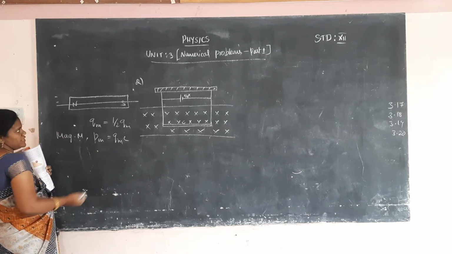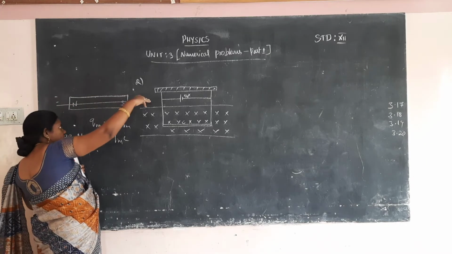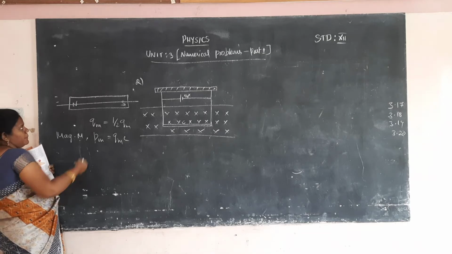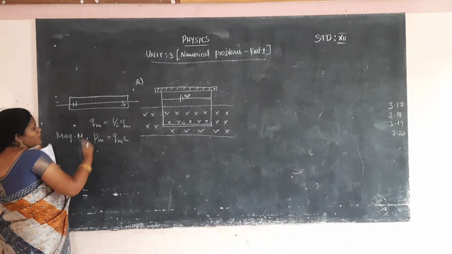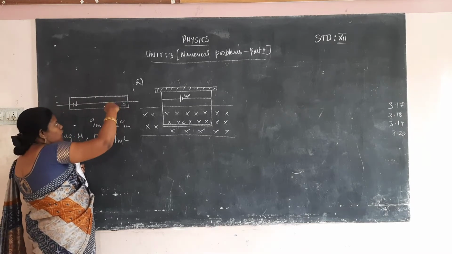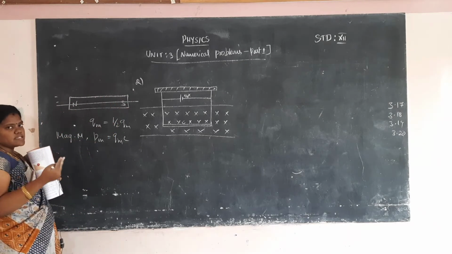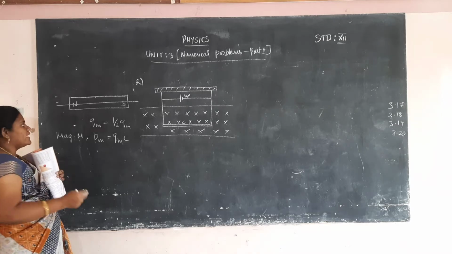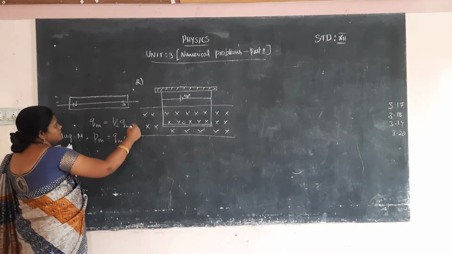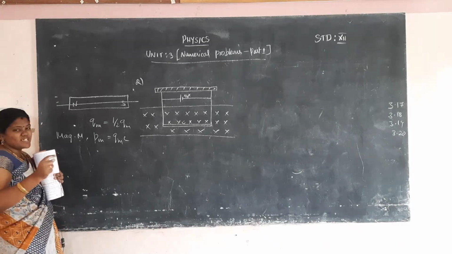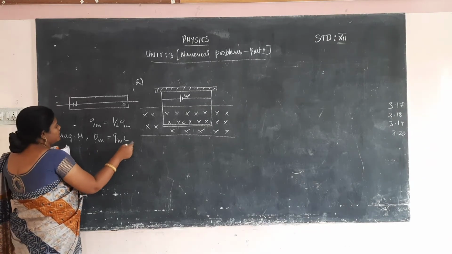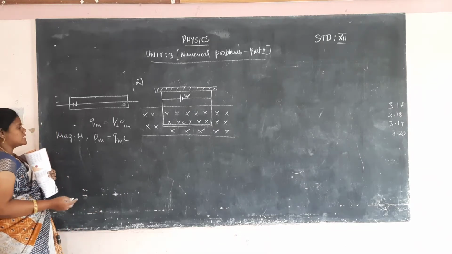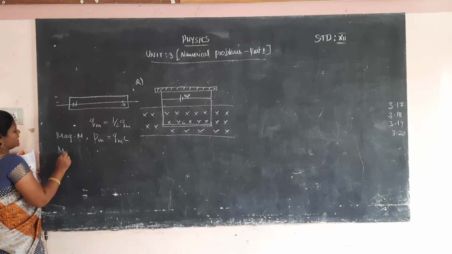Length does not change because the magnet is cut along the axis, not perpendicularly. If the magnet is cut perpendicularly, the length will be reduced to half. But here the magnet is cut along the axis, so the length does not change. Only the pole strength of the magnet changes. So, magnetic moment Pm is equal to Qm into L. First, the magnet will be cut into 2 pieces.